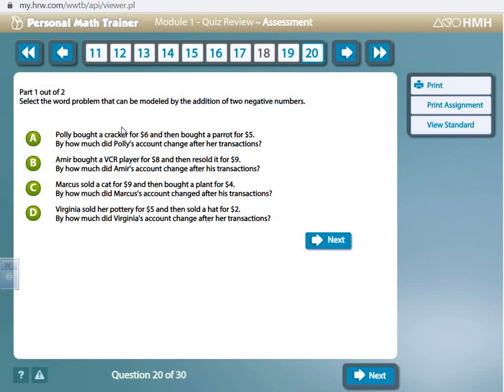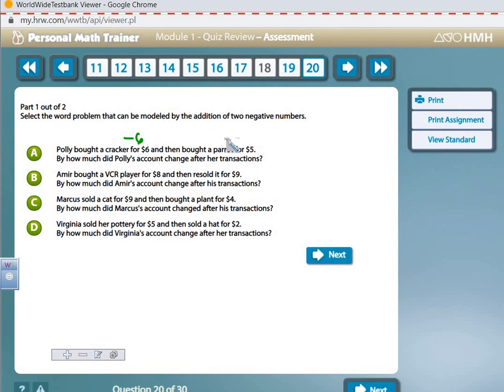Let me look at this one. Select the word problem that can be modeled by the addition of two negative integers. We're looking for two negative integers. All right, Polly bought a cracker for $6. Is that a negative? She's spending money. Yes, and then bought a parrot for $5. So that for her would be what? -6 and -5, right?